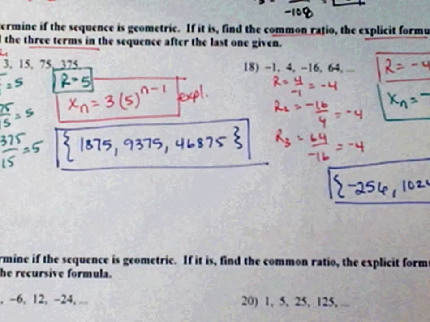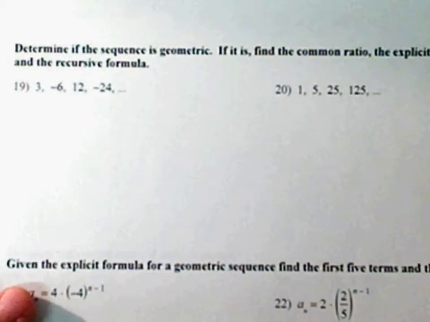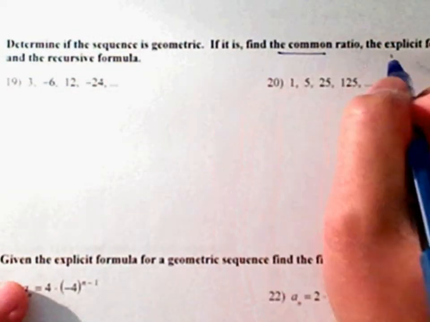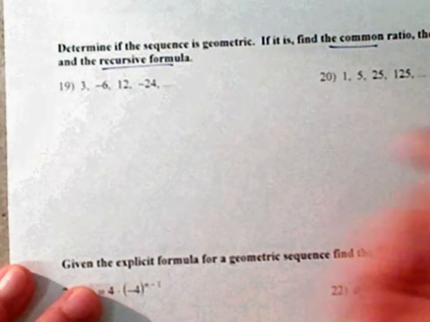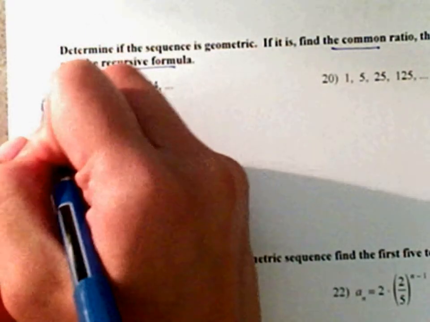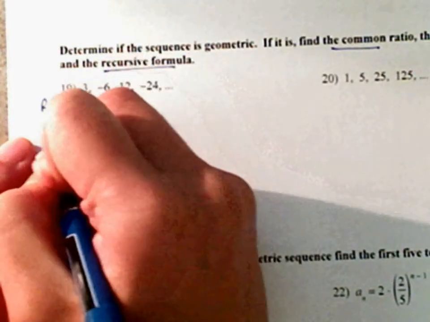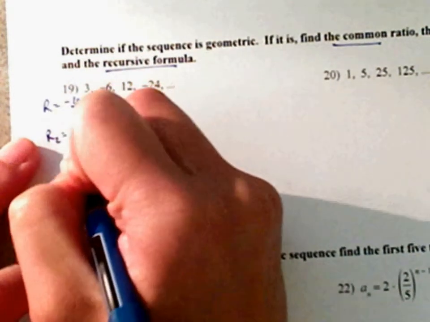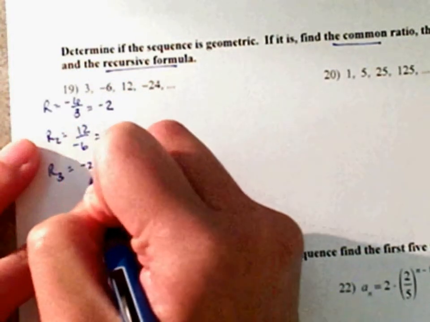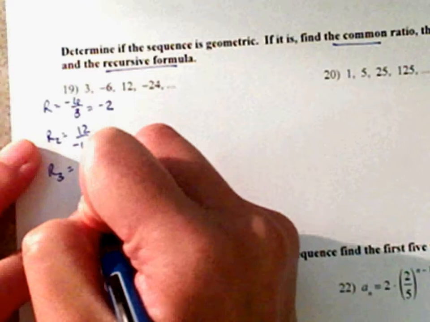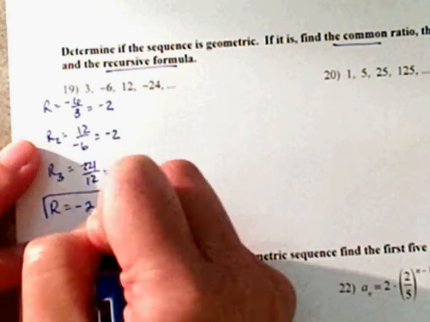Alright, number 19. It says, determine if it's geometric. If it is, find the common ratio, the explicit formula, and this time we're going to find the recursive as well. Alright, let's go ahead and find our R first. Negative 6 over 3 is negative 2. 12 divided by negative 6 is negative 2. Negative 24 divided by 12 is negative 2. So your R is equal to negative 2.